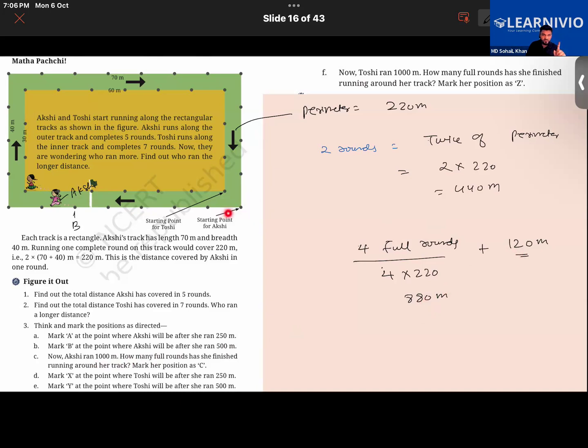So from here you will take 12 steps. 1, 2, 3, 4, 5, 6, 7, 8, 9, 10, 11, and 12. So that is where she is going to be. Is that clear to you? Okay.